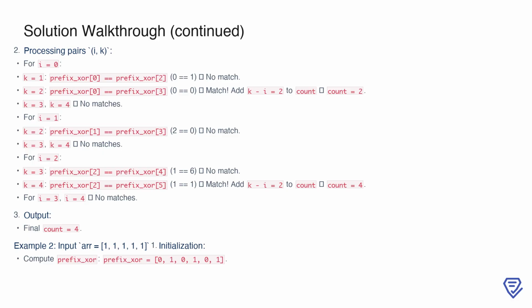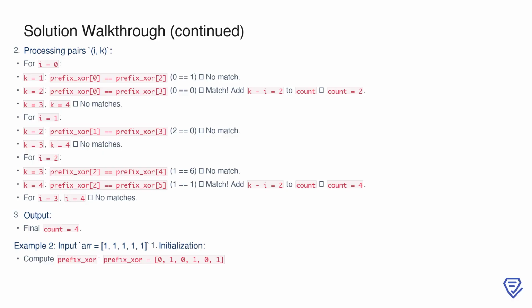We continue checking other values of k for this i, but no additional matches occur. For i equals 1, none of the pairs result in a match. When we reach i equals 2, we find a match at k equals 4 where prefix_XOR[2] equals prefix_XOR[5]. Again, we add k - i, which is 2, to the count, bringing the total to count equals 4. Finally, for i equals 3 and i equals 4, no matches are found. At the end of this step, the total count of triplets is 4.